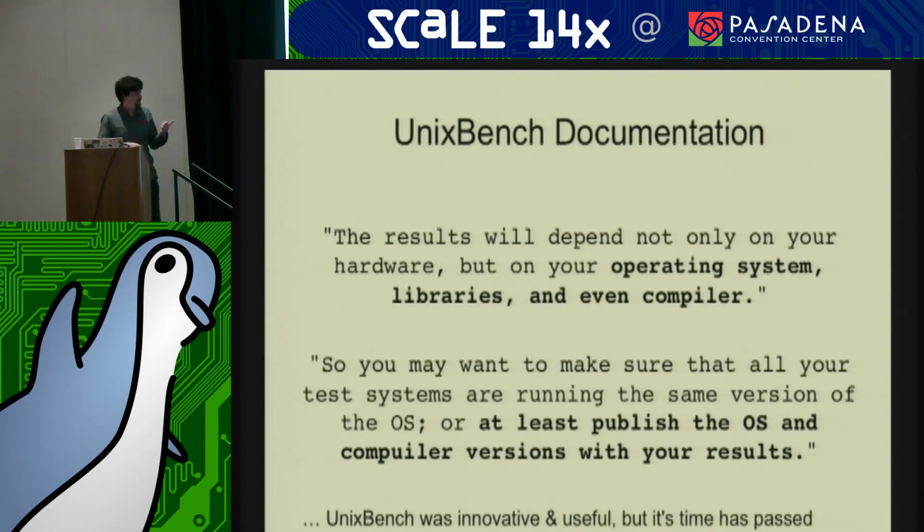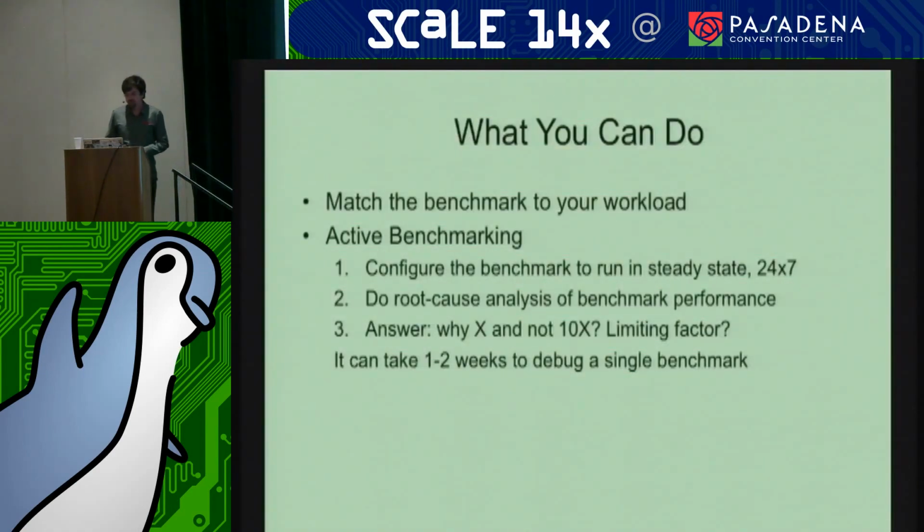I should finish the series on Unix Bench one day and actually go through the micro benchmarks and why they're misleading. But I got a little bit depressed just at the makefile. It was innovative and useful at the time, but its time has passed.